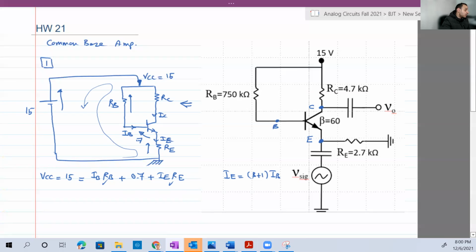So if we do that, we're going to get these numbers here. IE equals 9.94 milliamperes. Okay, and you can say that IB is 940 microamperes, around.